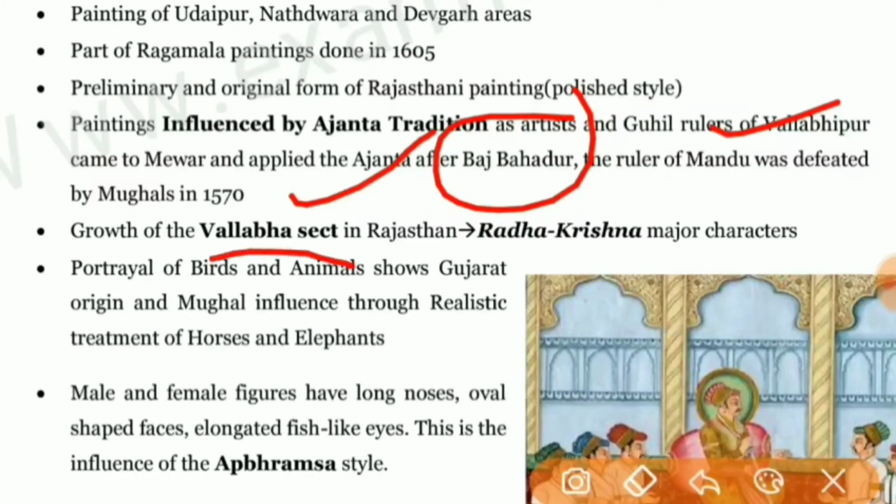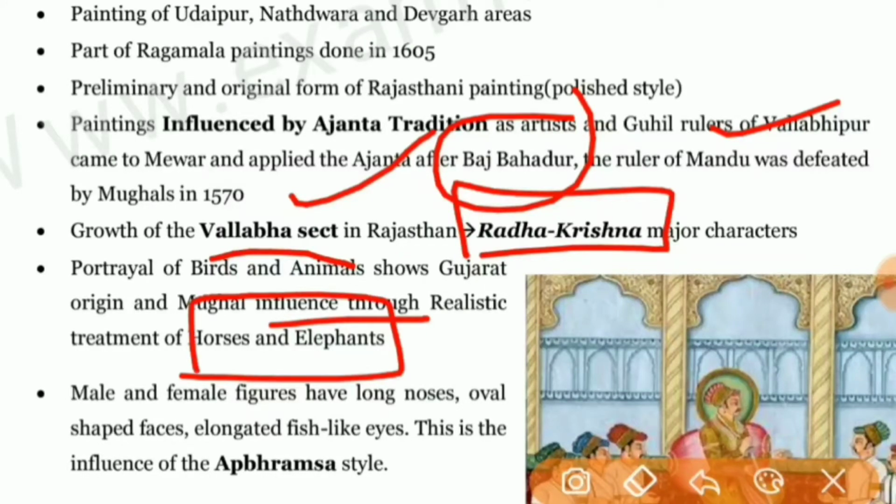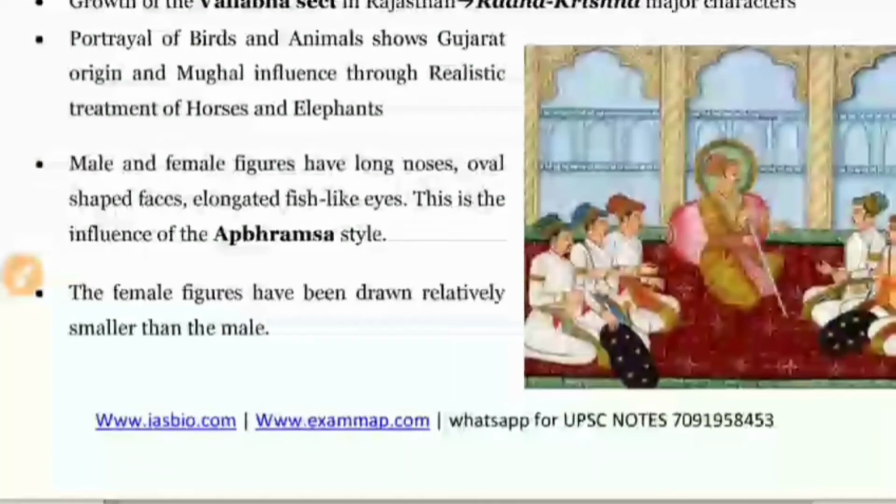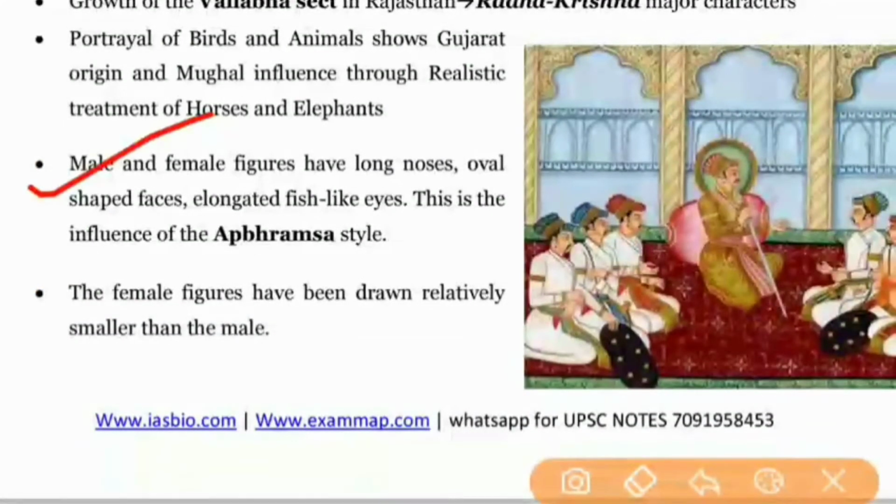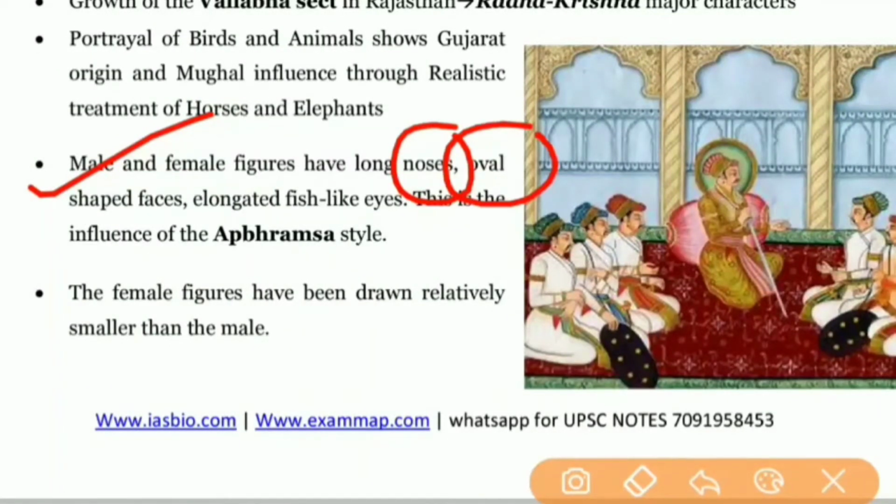The growth of the Vallabha sect in Rajasthan made Radha Krishna a major theme. The portraits of birds and animals show Gujarat origin and Mughal influence through the realistic treatment of horses and elements. Male and female figures have long noses, oval-shaped faces and elongated fish-like eyes. This is the influence of the Apabhramsa style. The female figures are drawn relatively smaller than the male.